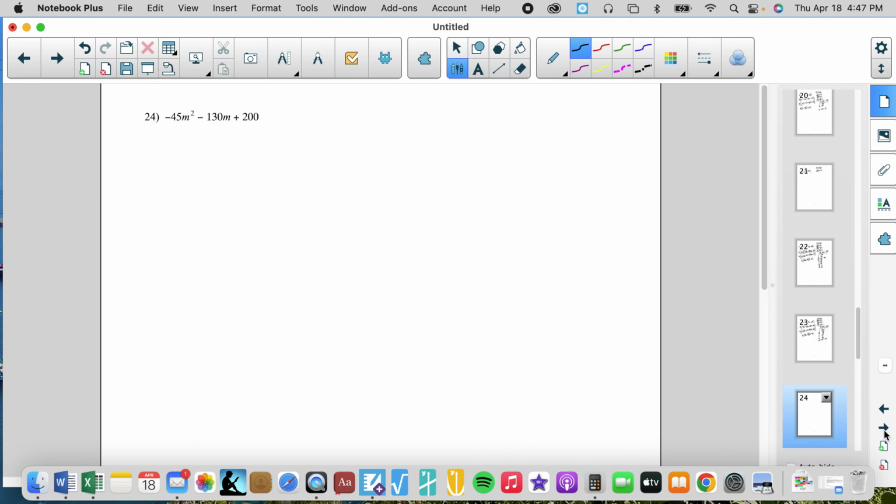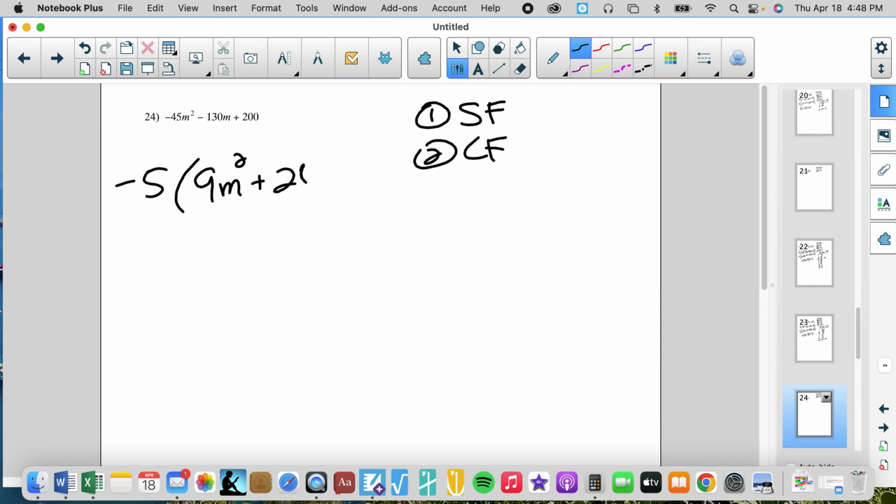Who's not going to be ready for their placement test? Oh my God, look at this problem. Standard form, yes. Common factor. First term is negative, so we got to pull out a negative and a 5. Can we do 9? No, 5. 9m squared plus 226m minus 40.